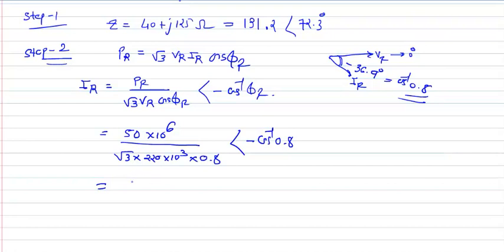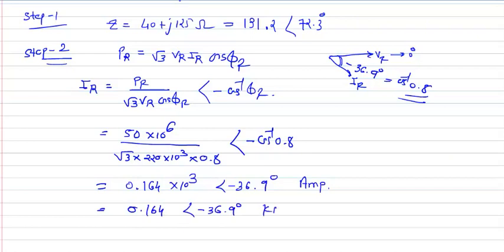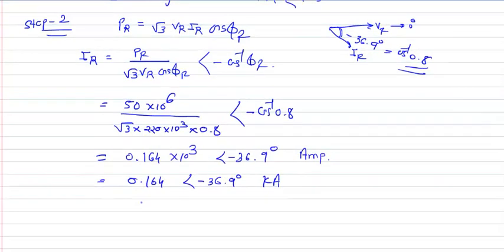So the answer is, let me write, if you calculate, 0.164 into 10 raised to 3, where the angle is minus 36.9. Am I right? So this is the answer in terms of ampere, but I want the answer in terms of kilo ampere. So this will be 0.164 at angle of minus 36.9. It is in terms of kilo ampere. So this is the answer in terms of kilo ampere. If you calculate, you get this particular answer.